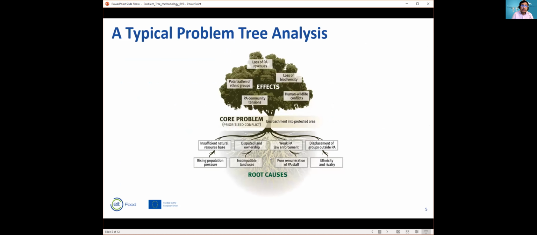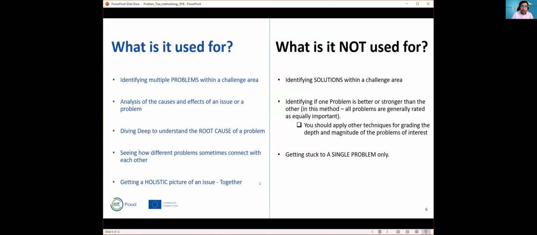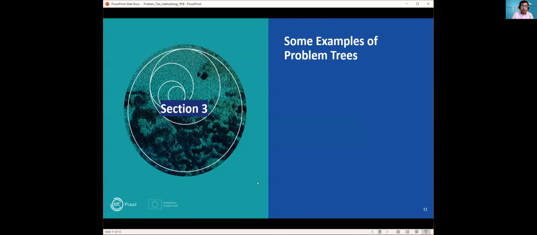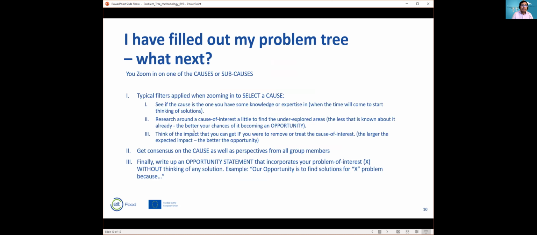I'm going to go back again to the example here. So for example, if you are working with human resources, then you would say, maybe this is where I want to work in. If you are working in geography, then maybe you want to select the incompatible land use. If you work in culture, then maybe you want to select the ethnicity and rivalry issues, right? So that's sort of the way that you could use this method.